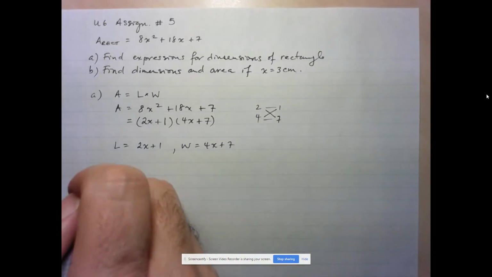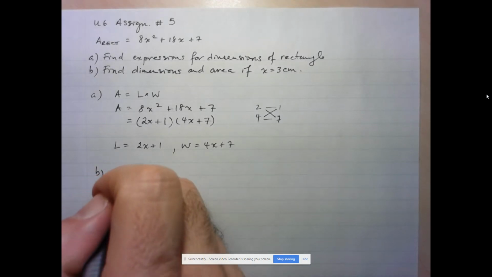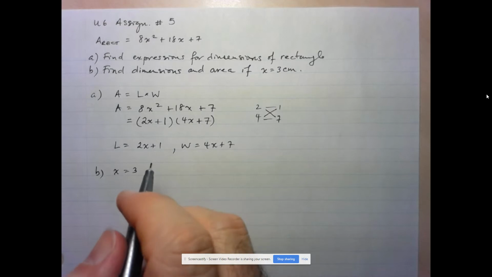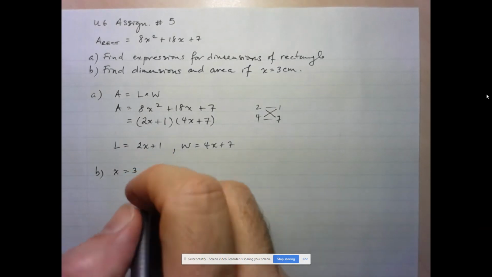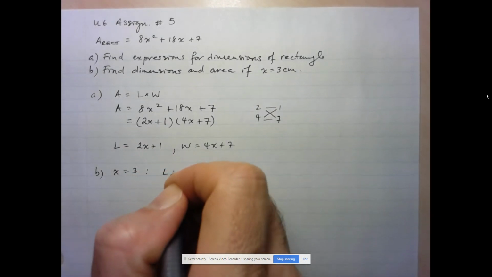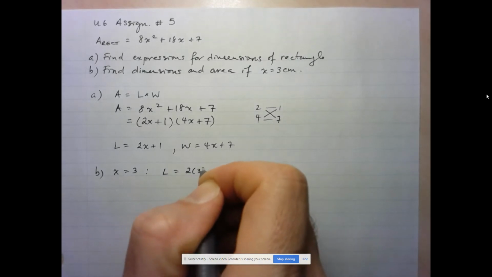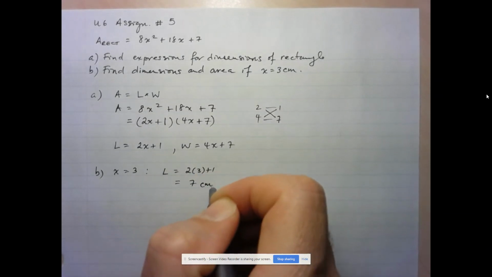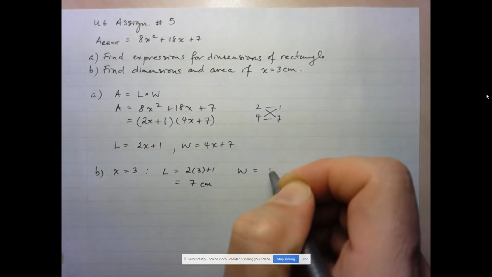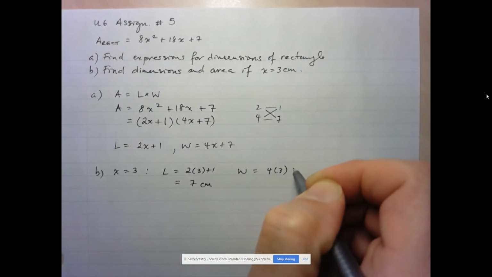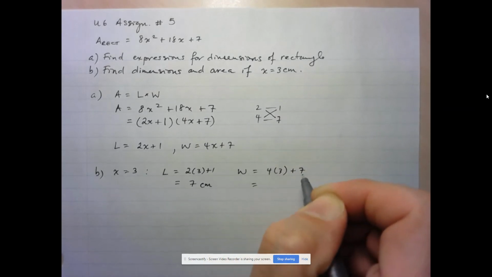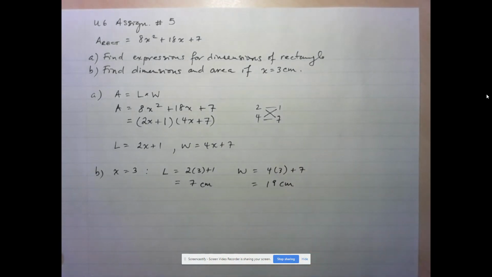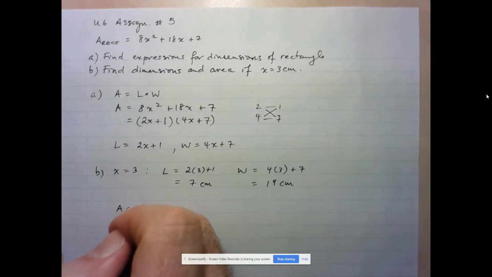So now for part B, they actually want specifics here. They tell us that x is equal to 3. So all I have to do is take this and replace it into my expressions here. So L is going to be equal to 2 times 3 plus 1. So that's 6 plus 1 is 7 centimeters. And the width is going to be equal to 4 times 3 plus 7. So that's going to be 12 plus 7. That's 19 centimeters.